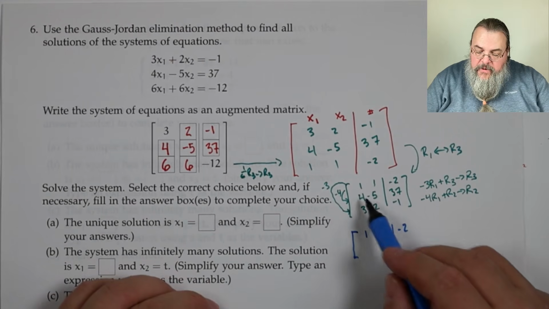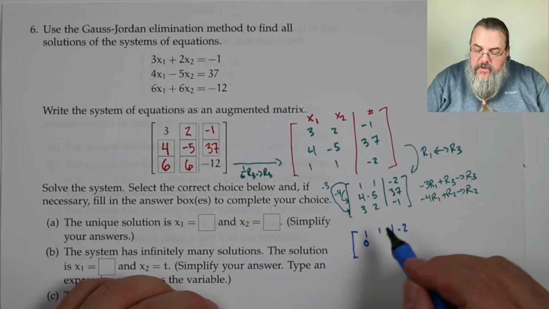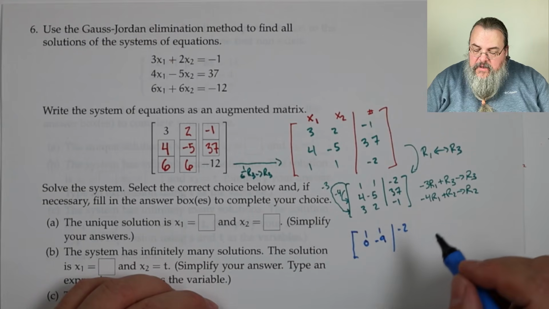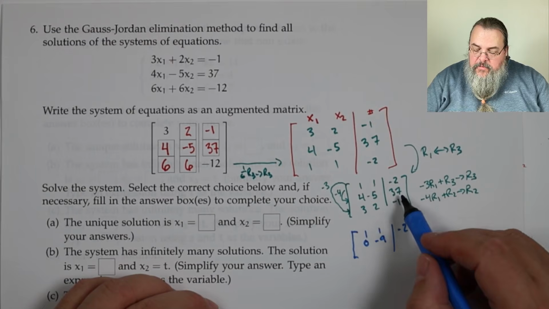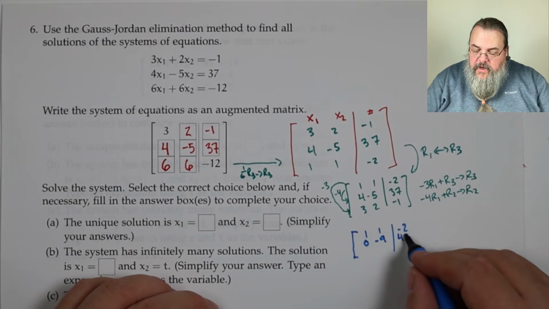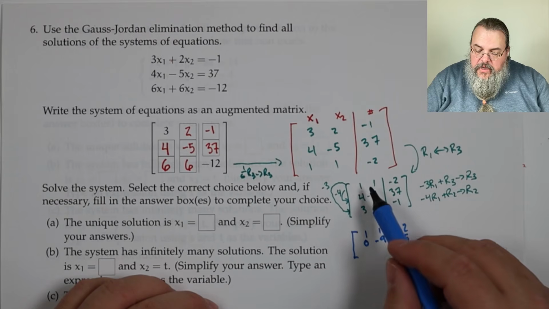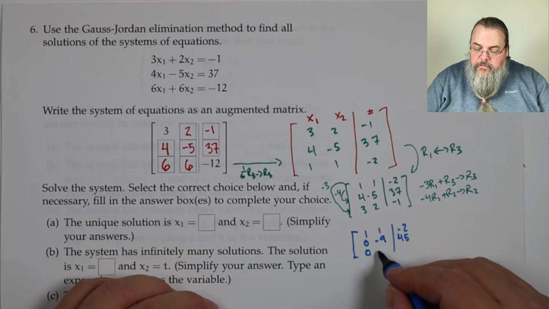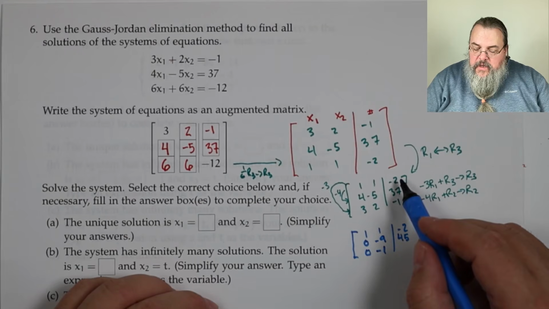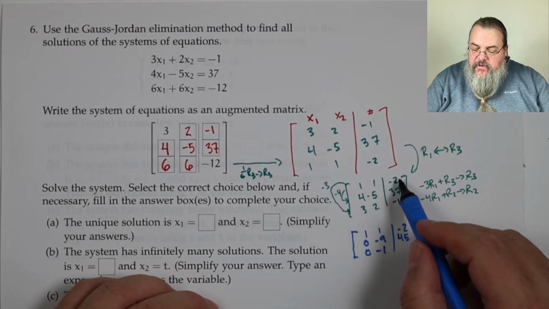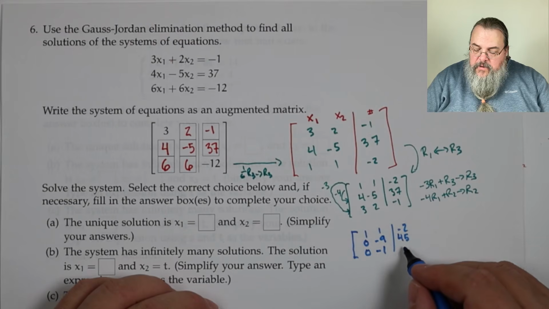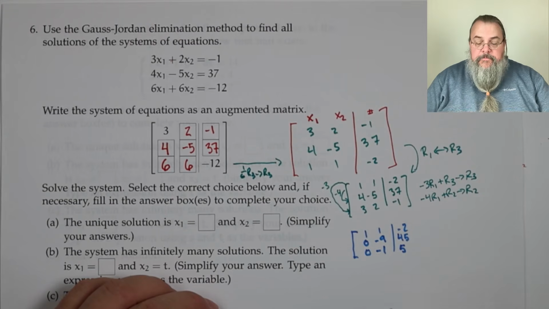Okay, so -4 plus 4, 0. -4 plus -5, -9. And here it's 8 plus 37, 45. And okay, now -3 plus 3, 0. -3 plus 2, -1. And then here we have 6, right? -3 times -2 is 6, plus a -1 makes that 5.